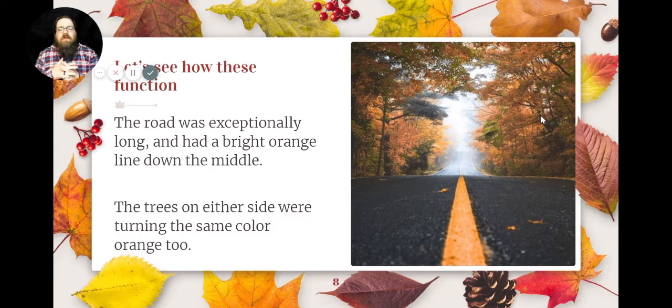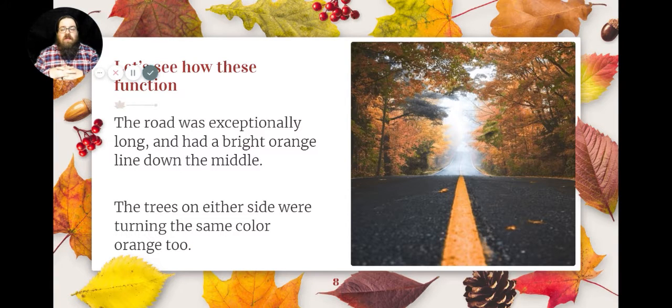So let's kind of see how some of these function. The road was exceptionally long and had a bright orange line down the middle. The trees on either side were turning the same color orange too. So first, what are we comparing here?